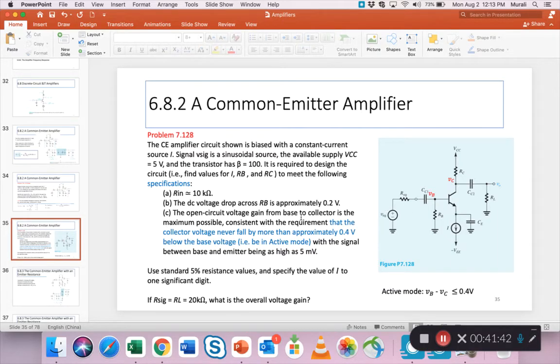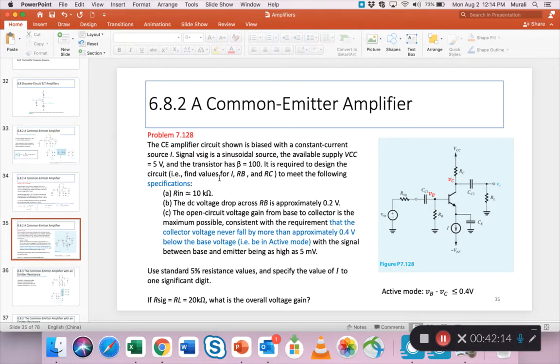The open circuit voltage gain from base to collector is the maximum possible, consistent with the requirement that the collector voltage never fall by more than approximately 0.4 below the base voltage. That means the transistor must always continue to be in active mode, with the signal between base and emitter being as high as 5 millivolts.